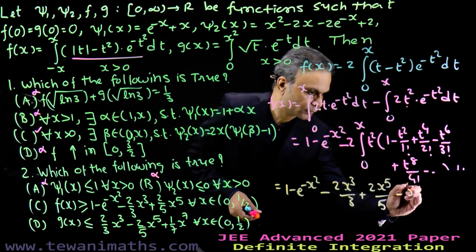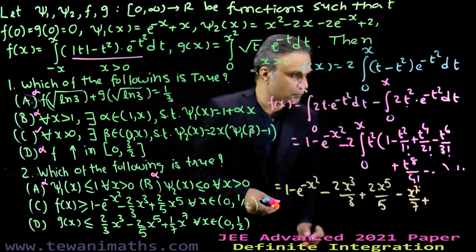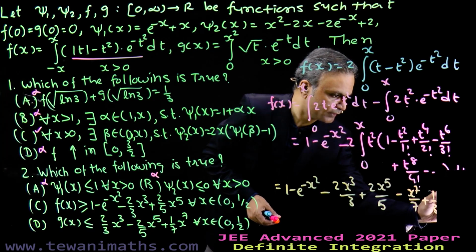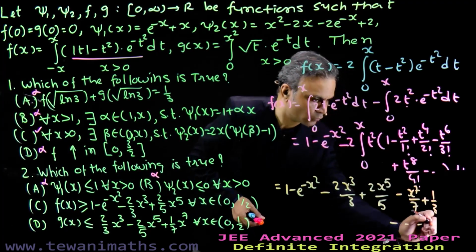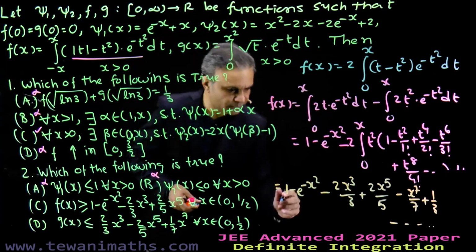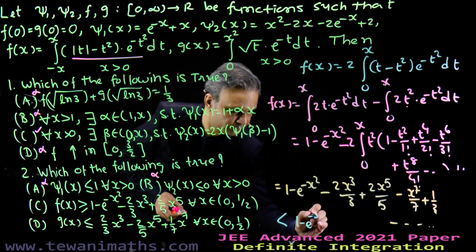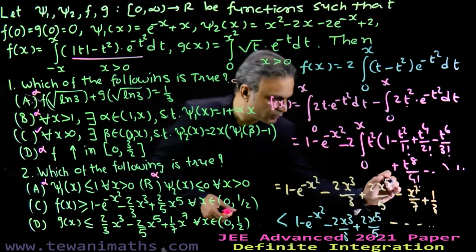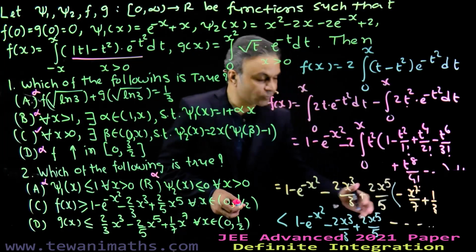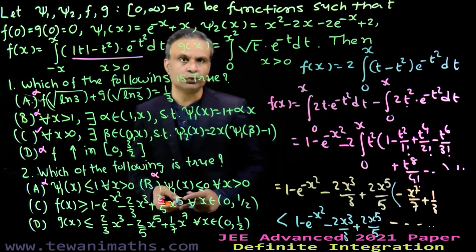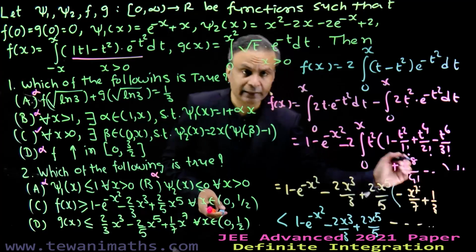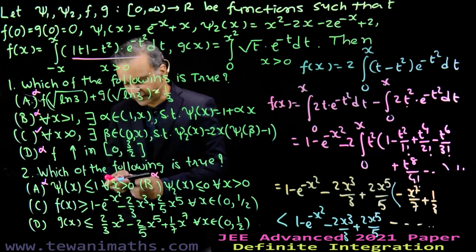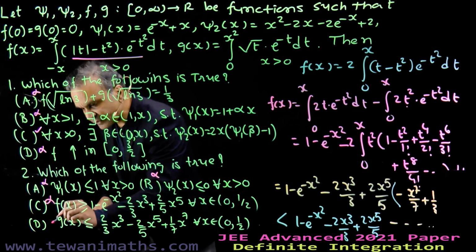minus x⁷ over 7 plus 1 upon 3 into x⁹ over 9 and so on. And definitely this will be less than 1 minus e^(-x²) minus 2x³ over 3 plus 2x⁵ over 5, because the expression from this term onwards will be greater than 0 for x belongs to 0 to 1 upon 2. You can check that this expression will be positive. So we are getting f(x) less than this, but here f(x) is greater than or equal to this. So definitely this option is false. Then definitely this option will be true.